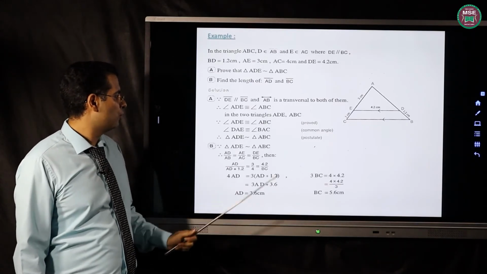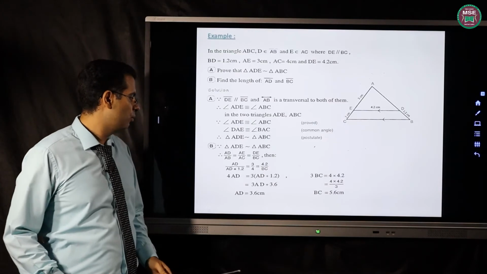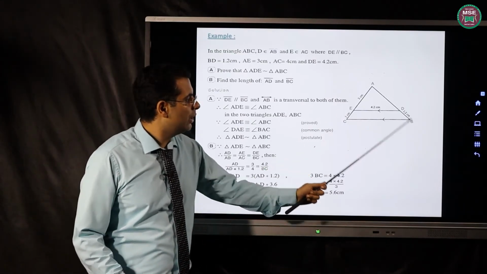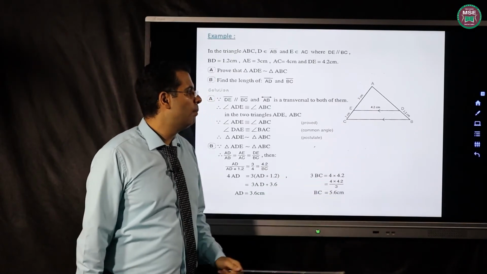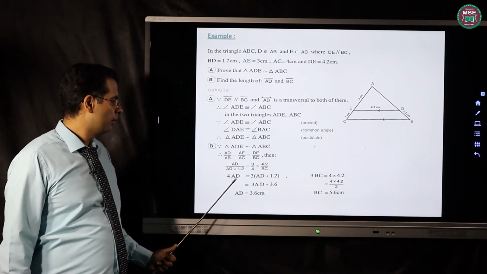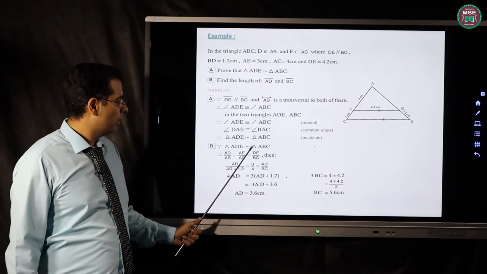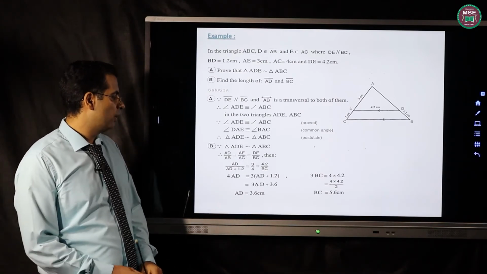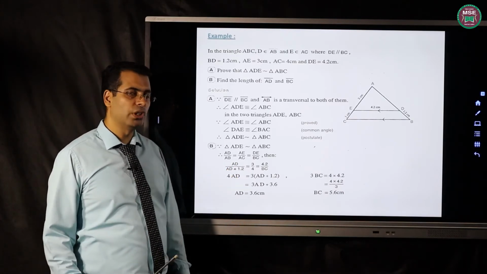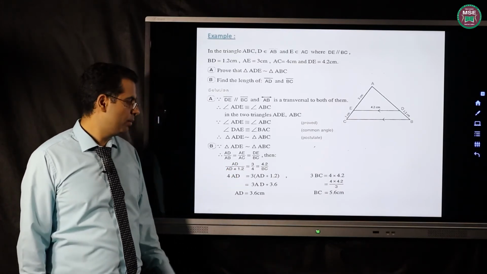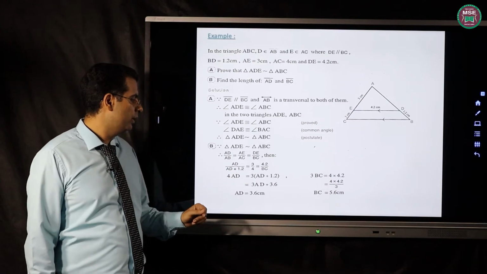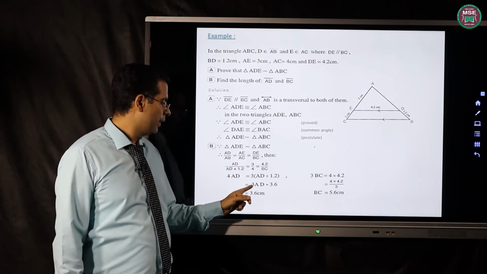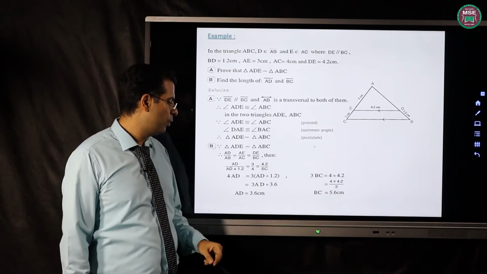Okay? Therefore, the corresponding sides are proportional. By substituting: AD, leave it as it is. AB here equals AD plus 1.2. Okay? AE equals 3, AC is 4, DE equals 4.2, and BC, leave it as it is. Cross multiplication: the product of means equals the product of extremes. 4 times AD for AD, and 3 times AD plus 1.2; distributing 3 gives me 3AD plus 3.6.